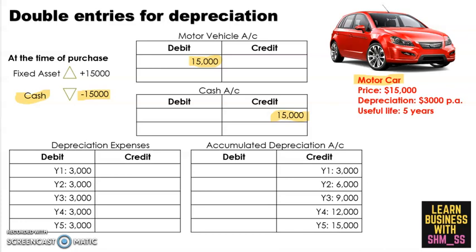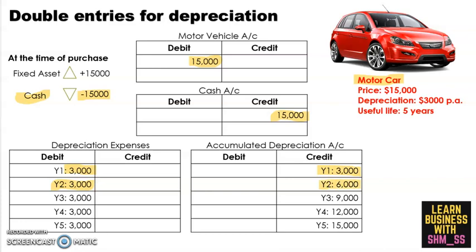In the first year, we calculate depreciation. Let's say we bought it on the first day of the financial year. At the year end, we calculate the depreciation of 3,000, and we charge it to the income statement, and net profit will be reduced by 3,000. At the same time, we make an entry in the accumulated depreciation account by crediting that account by $3,000. In year 2, we again charge $3,000, and credit $3,000 in the accumulated depreciation account.